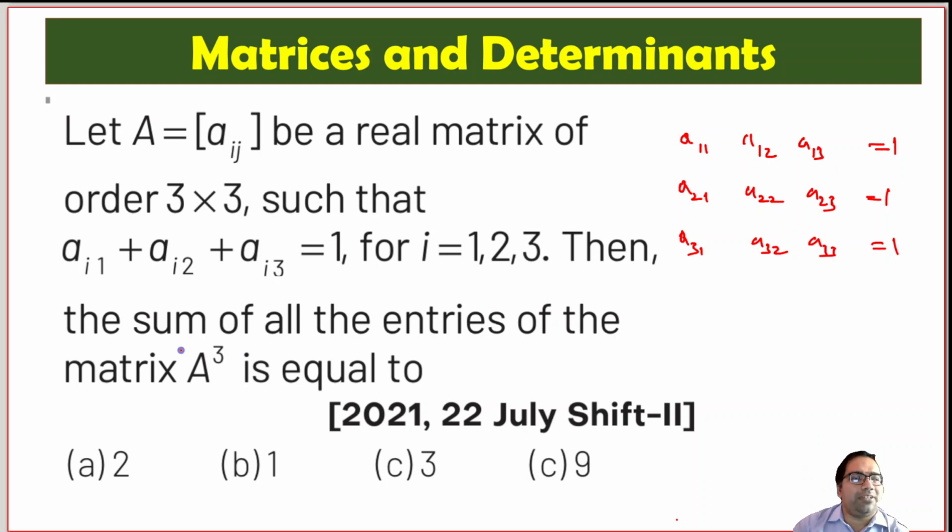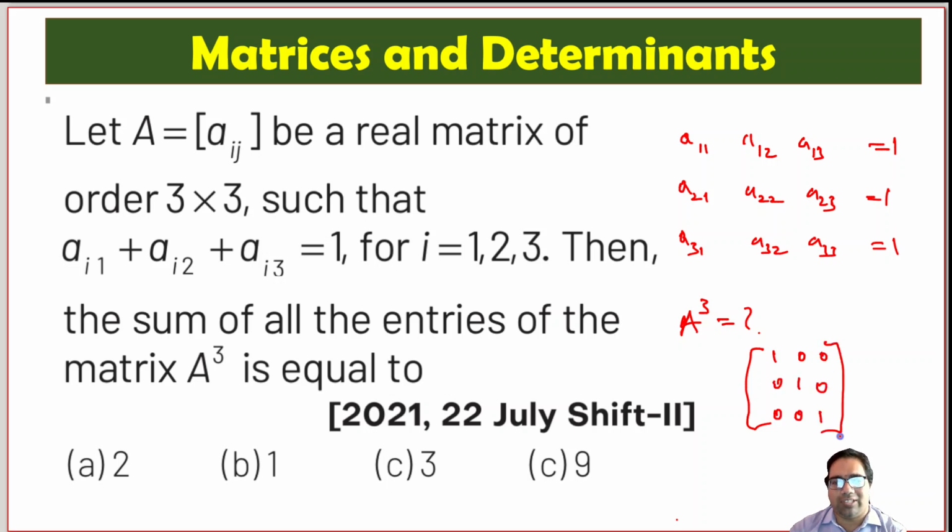Then what is the sum of entries of the matrix A cube? If the sum of entries of each row is 1, then what will happen to A cube? What about the sum of elements of A cube? See, we know our very familiar matrix. What is our very familiar matrix? The identity matrix, 1, 0, 0, 0, 1, 0, 0, 0, 1, which we use a lot. This is very familiar to us.